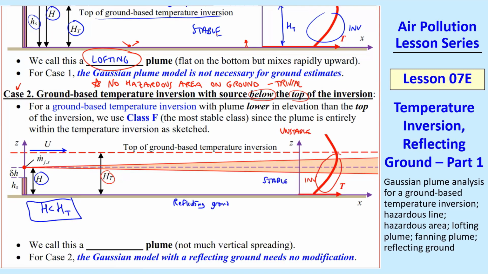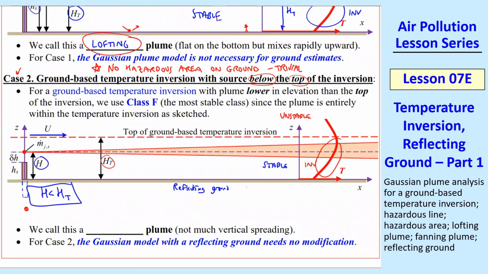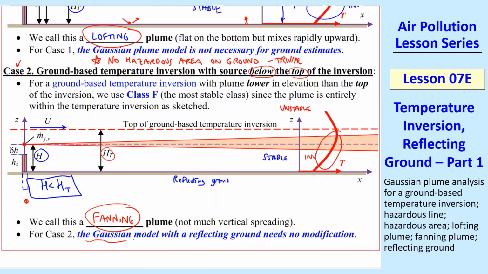So how do we deal with this? Well, we have to do what we did previously and make an image source under the ground here to make this a reflecting ground, but we've already done that. So this is now what we call a fanning plume because the plume is entirely within the temperature inversion. We already have a Gaussian model with a reflecting ground. We've talked about that before. We added this image source and we came up with the equations. We really can use that with no modification other than we use stability classification F, as I say here, because that's the most stable of all the Martin model stability classes.